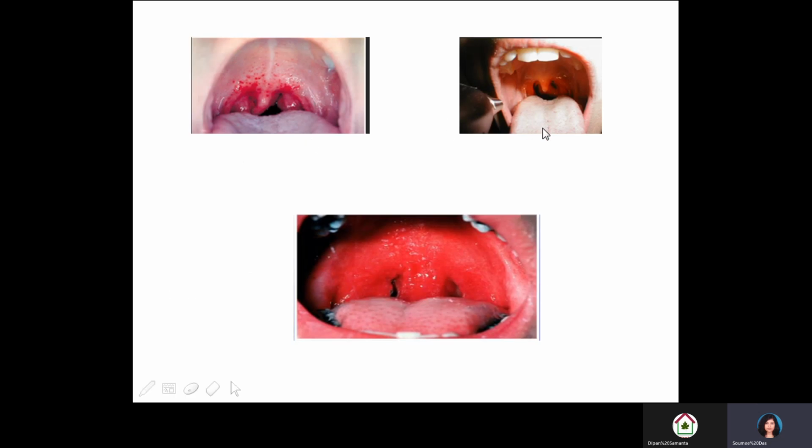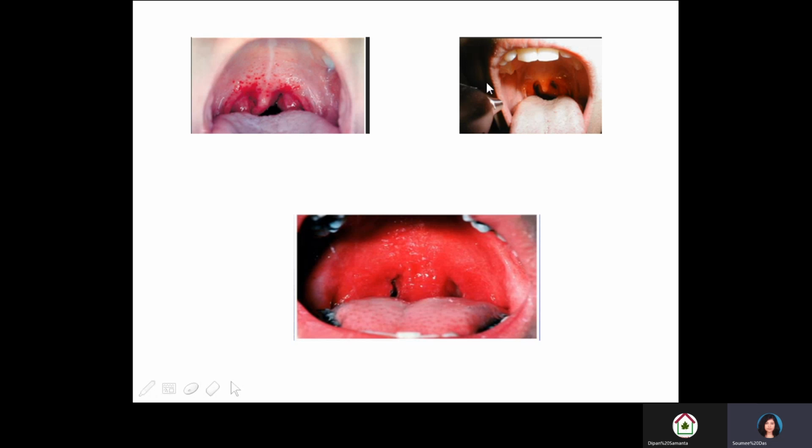So these are the pictures of pharyngitis. See here, the pharynx portion. This one is known as the oropharynx. This is the first part, and this is the second part of the pharynx. Number one is nasopharynx, number two is oropharynx, and number three is laryngopharynx. So this portion is the oropharynx. See, the oropharynx is inflamed and has become very reddened, and there is hyperemia. So this is a feature of pharyngitis.